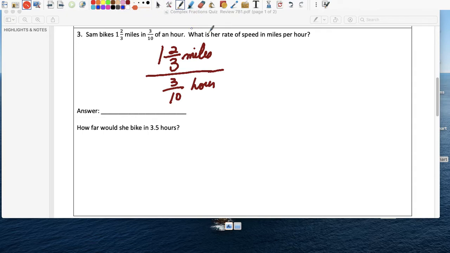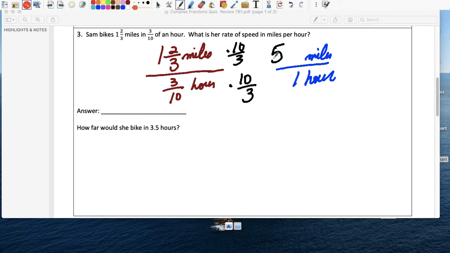We want to find his unit rate. So cuántas millas in 1 hour. We're going to multiply this times the reciprocal, which is 10 over 3, and that equals, I have no idea, 1 2/3 times 10 over 3. Enter, equals, in 1 hour, he can go 5 5/9 of a mile. So that's his unit rate.